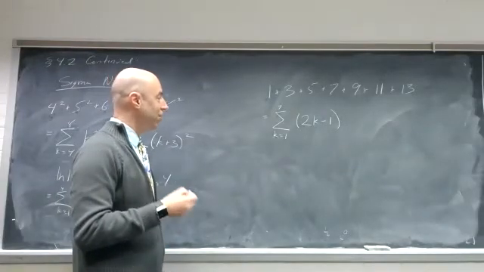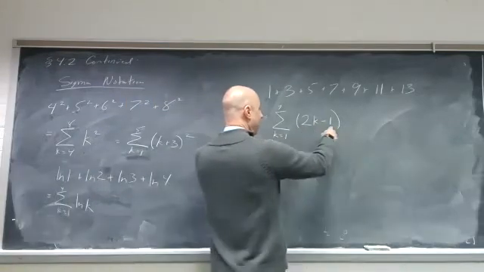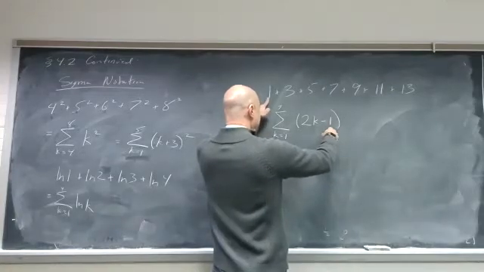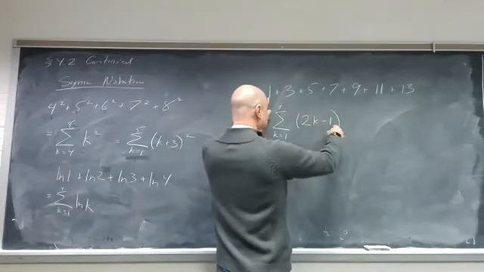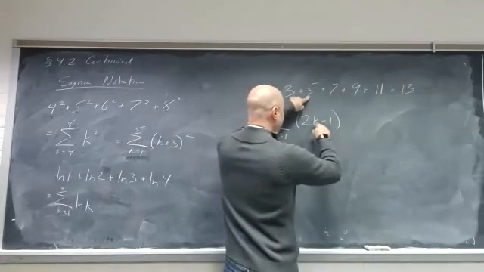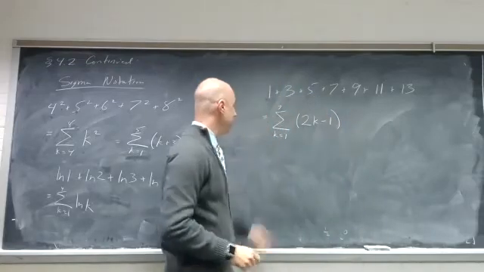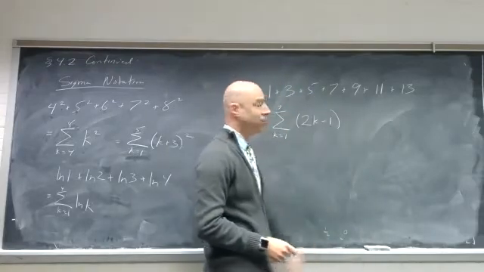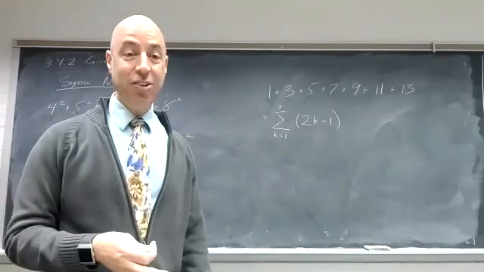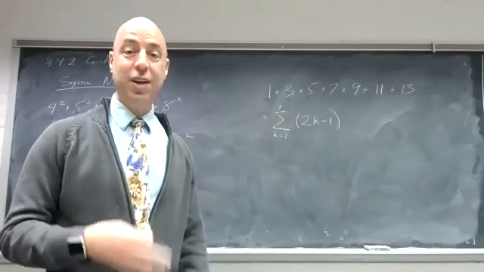Let's just convince ourselves that that's right. So the first thing that we add up is 2 times 1 minus 1. That's 1. And the next thing I add up is 2 times 2 minus 1. That's 3. And then 2 times 3 minus 1 is 5. 2 times 4 minus 1 is 7, and so on, all the way up to 2 times 7 minus 1, which is 13. So it's not like there was a piece of notation that you didn't know. All you had to do was put in the appropriate expression.